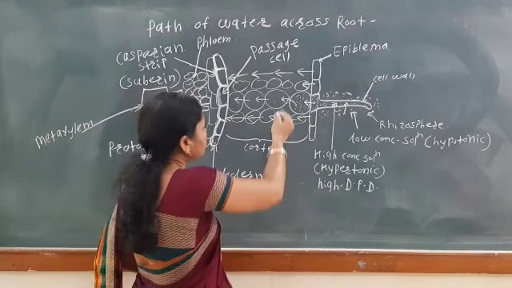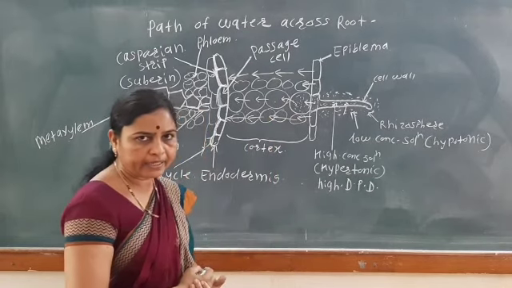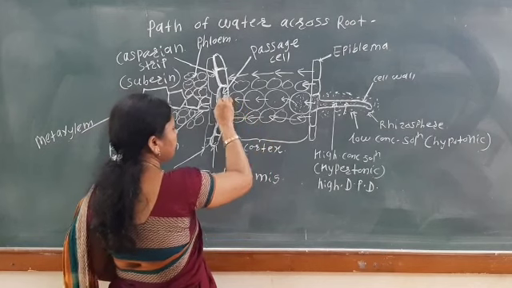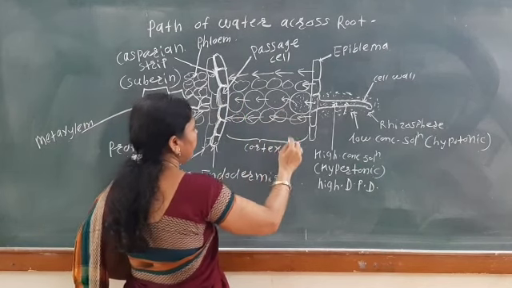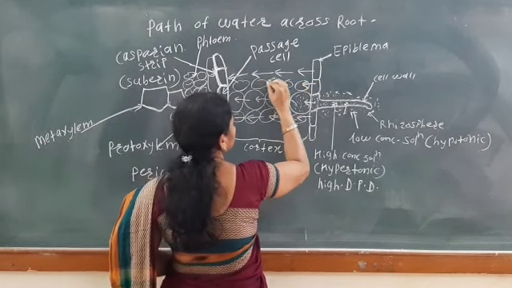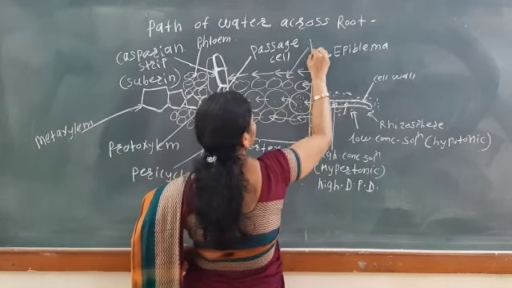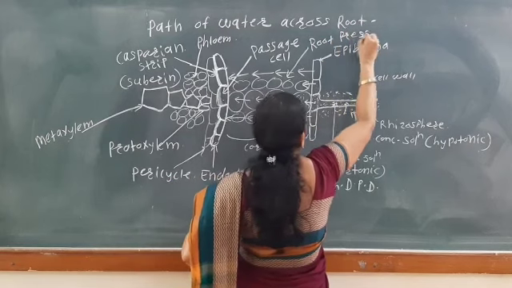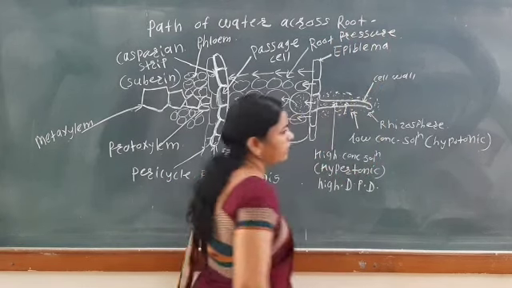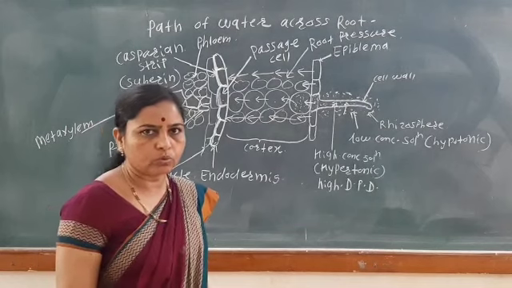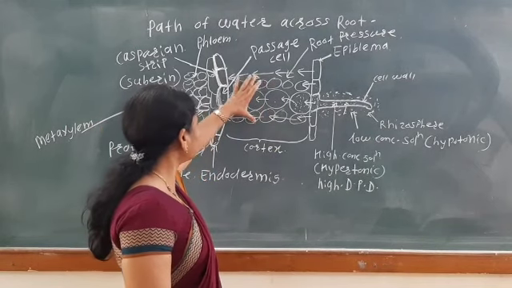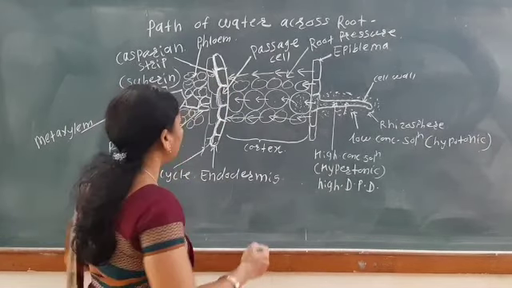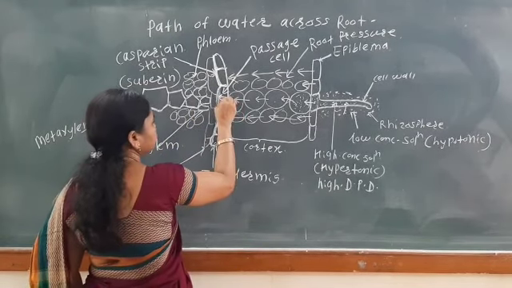So here some hydrostatic pressure is exerted. This hydrostatic pressure which is exerted on this endodermis is known as the root pressure. Okay, so here there is the development of the root pressure. Root pressure is the hydrostatic pressure which is developed on the endodermis due to osmosis. Okay, so when hydrostatic pressure develops, water enters only through this passage cell.